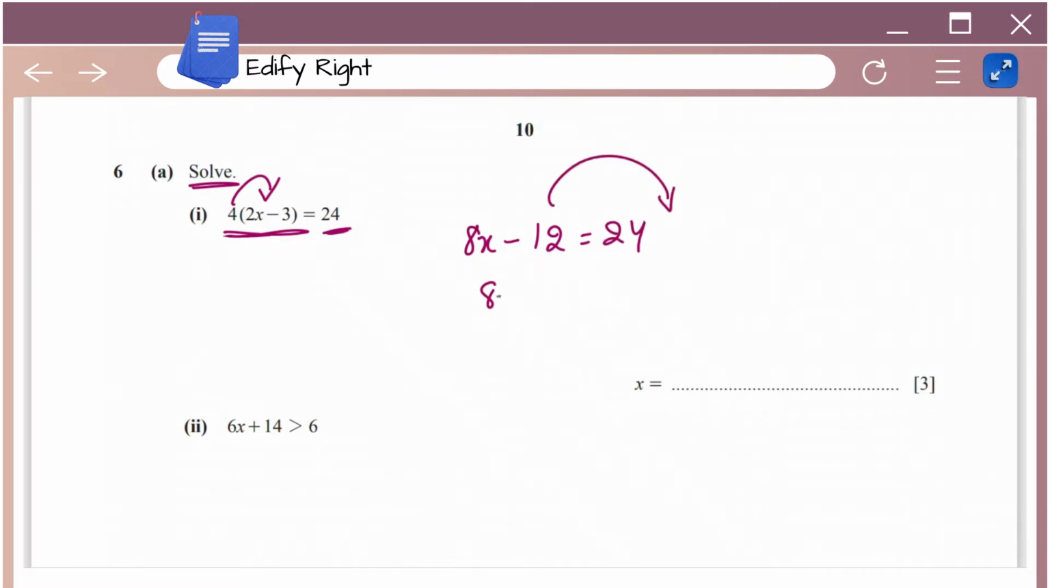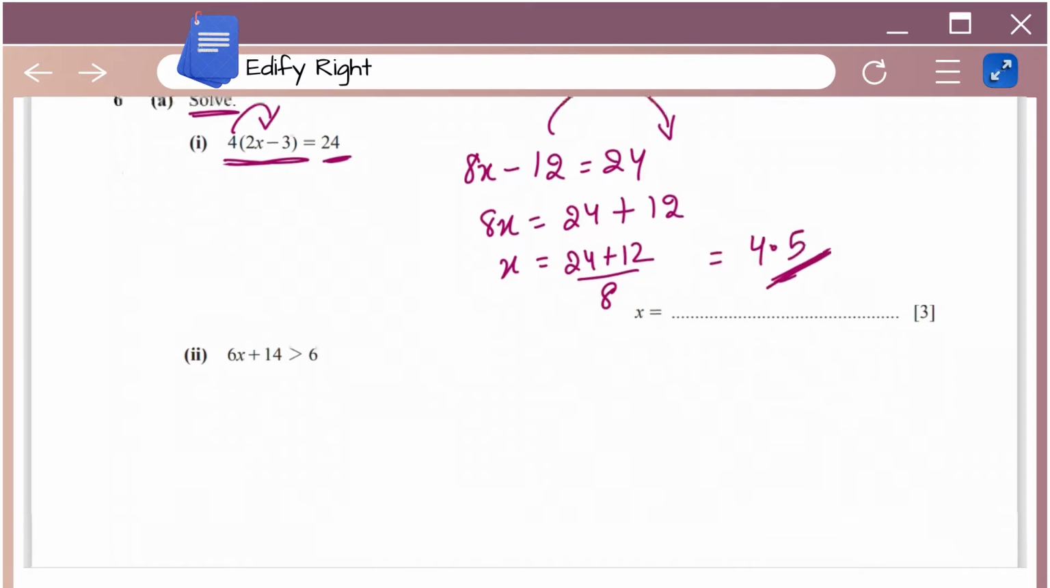Send this to the other side. So that is 8x equal to 24 plus 12. So that is x equal to (24 plus 12) upon 8. And when you do the calculations, you get the answer as 4.5. That's the value of x.